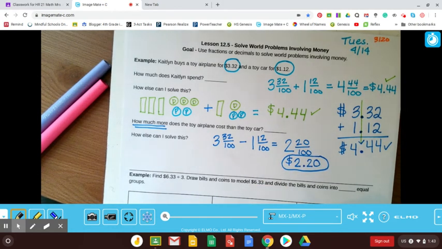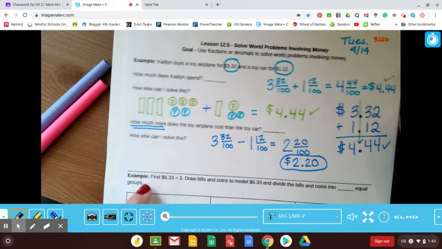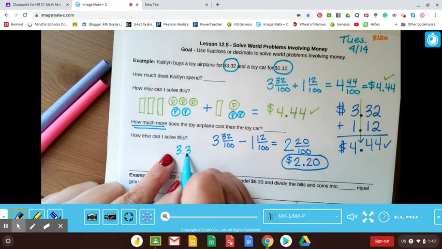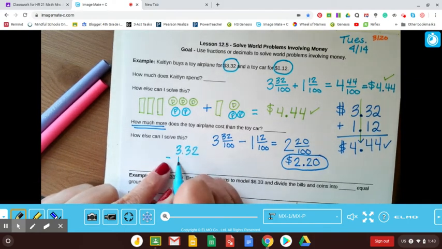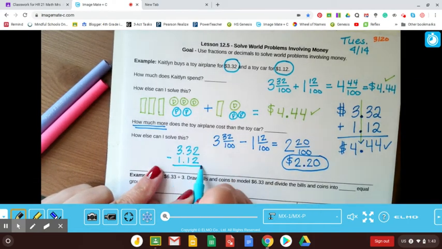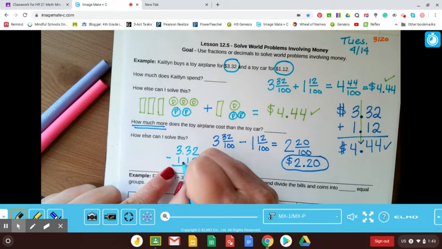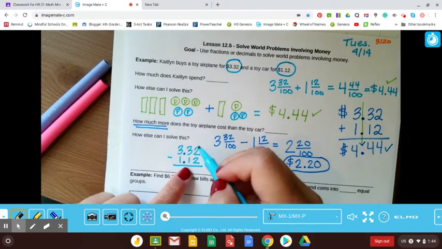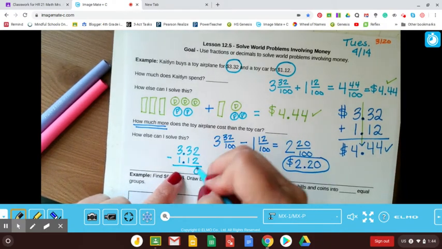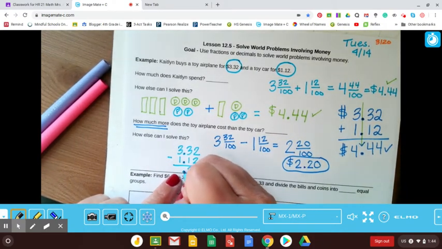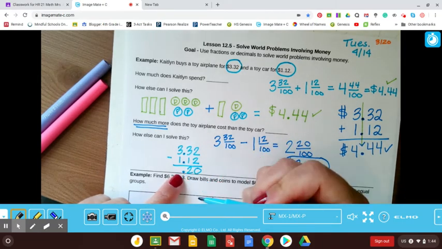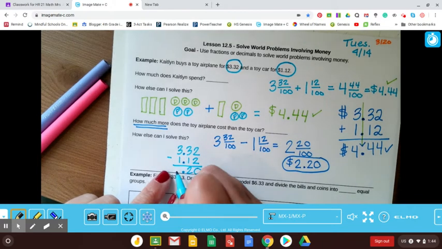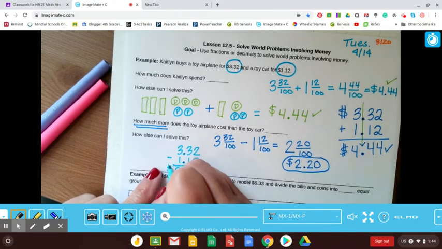I can also do this using the standard algorithm, and that would look like this. I would have $3.32 minus $1.12. And the most important thing is making sure those decimal points are nicely lined up. 2 minus 2 is 0. 3 minus 1 is 2. Bring that decimal point down. I can't tell you enough how important that is for those decimals to be nicely lined up. And then 3 minus 1 is a 2 again.